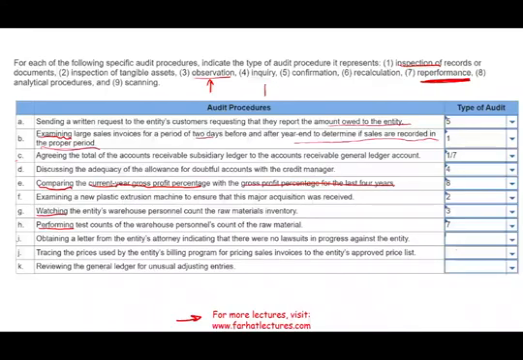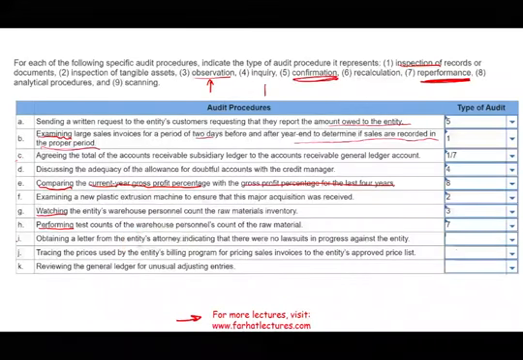Obtaining a letter from the entity's attorney. Okay, the entity's attorney is a third party, indicating there is no lawsuit in progress against the entity. When you obtain something from a third party, it's like obtaining the balance from the bank. This is a confirmation. There's a lot to know about confirmation.